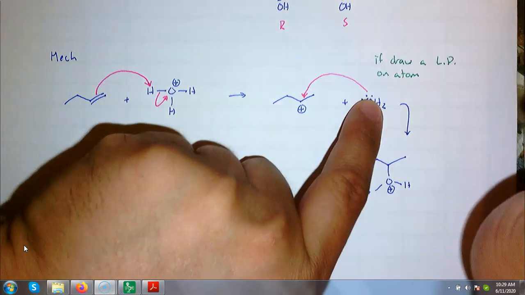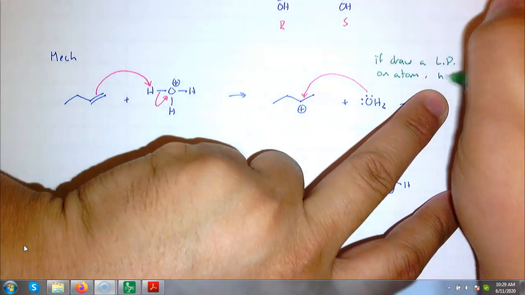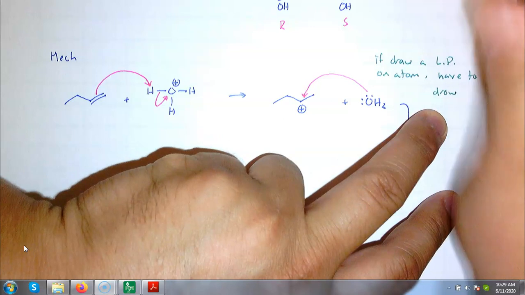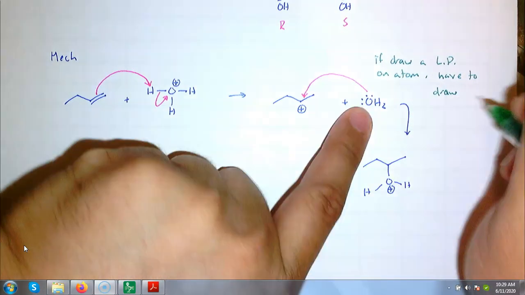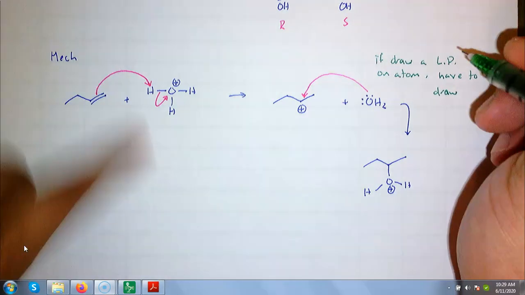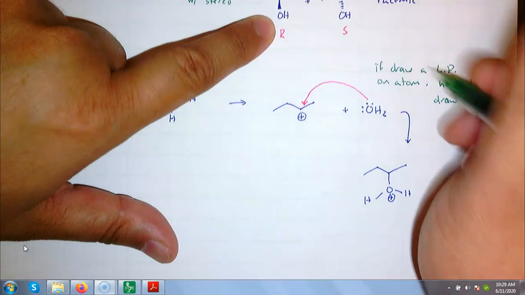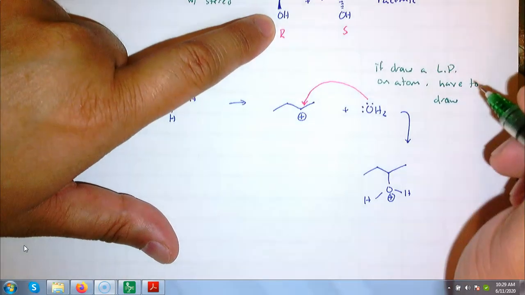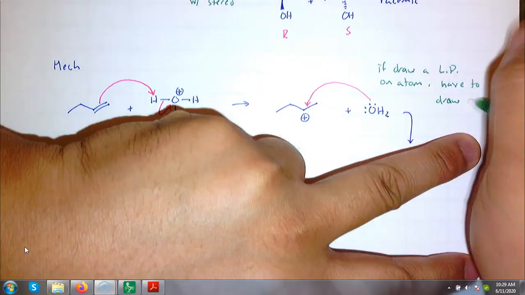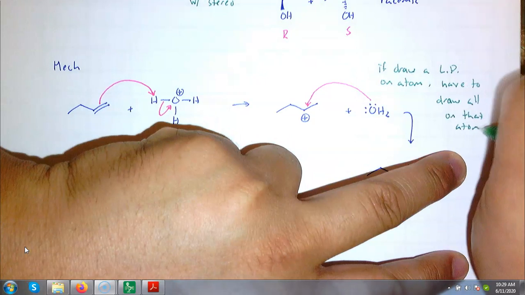But if I draw that one lone pair, I have to draw all of them on that atom. Once you start filling in things, you can't stop short. Or you could not draw them at all. Like for here, I didn't draw the lone pairs, it's just product. I'm not using any of the lone pairs to draw a mechanism. So you have to draw all on that atom.